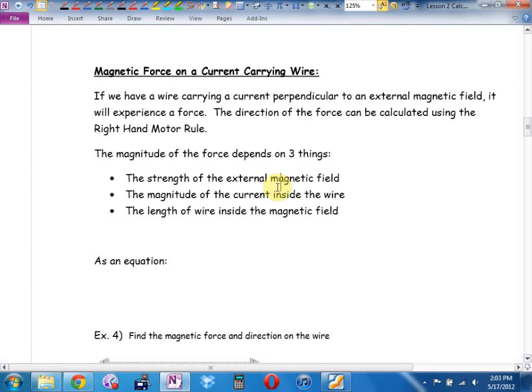Turns out that force depends on 3 things. How strong the external magnetic field is, how strong the current inside the wire is, and how much of the wire is inside the magnetic field. We say this: the magnetic force on a wire, I'll call that FB wire, is Bill. B, magnetic field. I, current. L, length of wire.